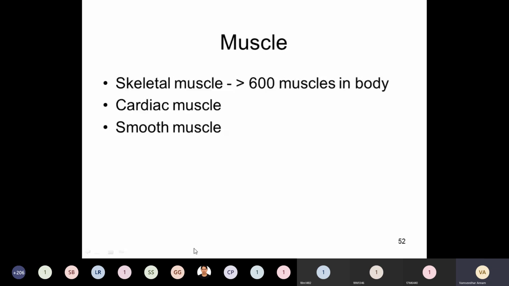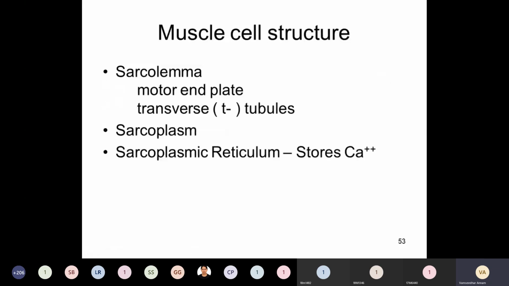So skeletal muscle: more than 600 muscles are present in the body. I'll just give a brief introduction to the muscle cell structure for another 5 or 6 slides. Then I will start with the diseases.